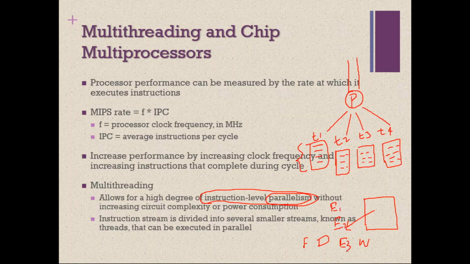It means what? It can execute 3 instructions at the same time. Let us assume there is only one fetch unit, one decode unit, and one write unit. But there are 3 execution units. It means it can execute 3 instructions in parallel.